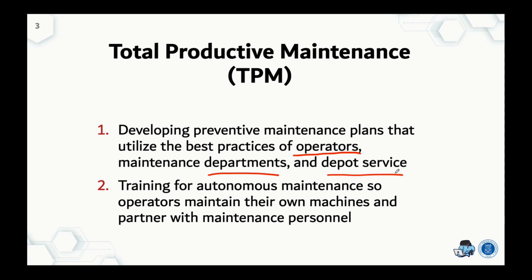The second is that we have to conduct training for autonomous maintenance, so the operator can maintain their own machine, and of course they should partner with the maintenance personnel from the maintenance department and depot of service. This is a better approach since the operator has very high interaction with the machine. Based on that experience and interaction, they know better when the machine will break down, how to treat the machine, and how to maintain it: doing regular checking, providing lubricant, cleaning, and so on.